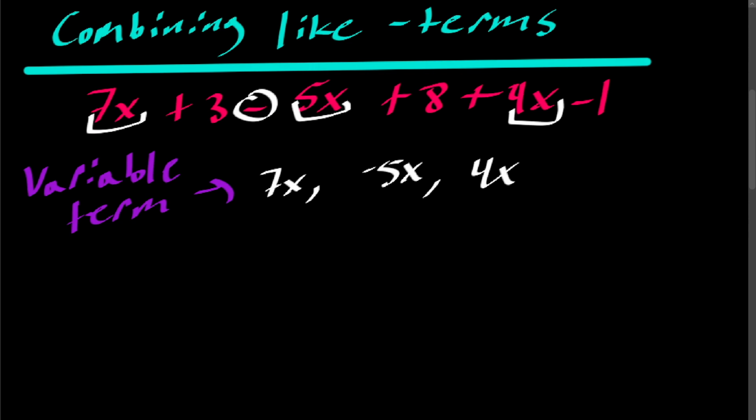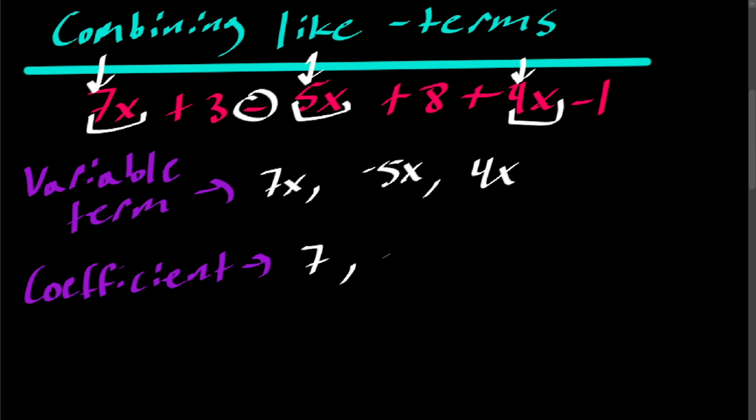So if we wrote down our variable terms: 7x, negative 5x, and 4x. Now let's go a little deeper. What is that number in front of x? That's called a coefficient. A coefficient is just the number in front of your variable. So 7 is in front of x, negative 5 is in front of x, and 4 is in front of x. Our coefficients would be 7, negative 5, and 4.